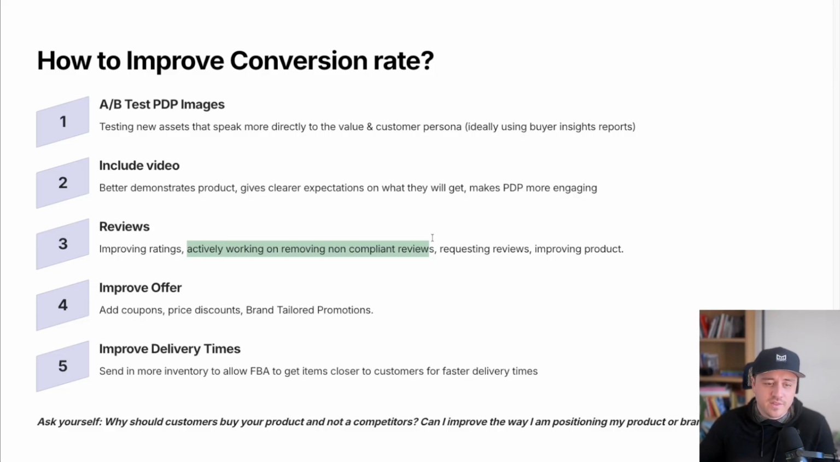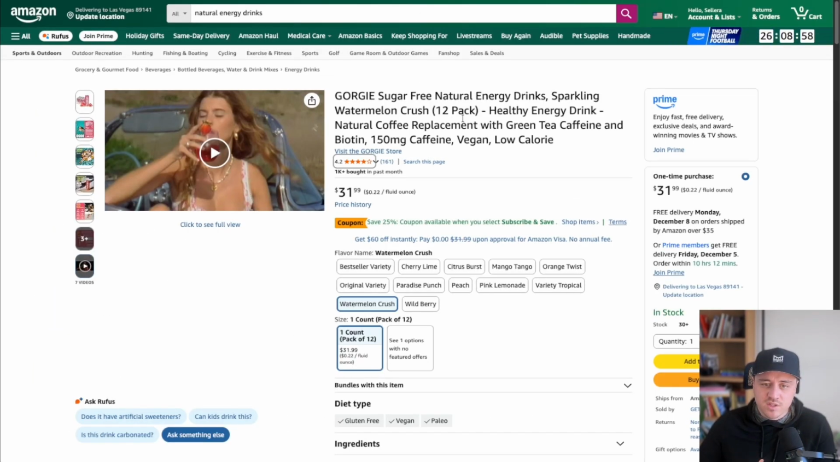Okay. The fourth is improve offer. So you'll hear this theme a lot. The more we can improve the way the offer looks, and the value that customers are getting for what they're getting, the better. Coupons, price discounts, brand tailored promotions. And so this is great. They have a subscribe and save coupon. Highly recommend this if you're in CPG, but even just a one-time coupon can help the perceived value of your listing. There's things like strike through pricing that you can do.